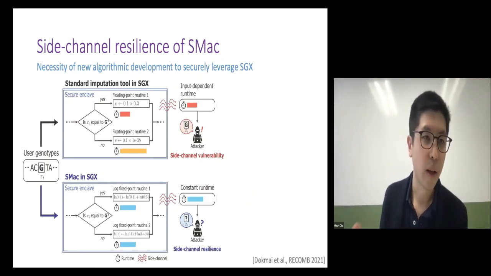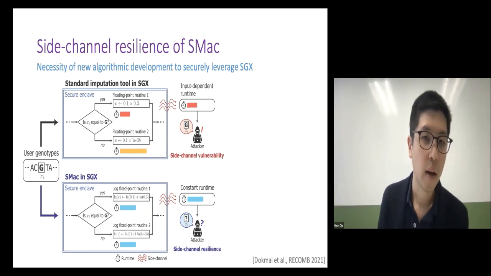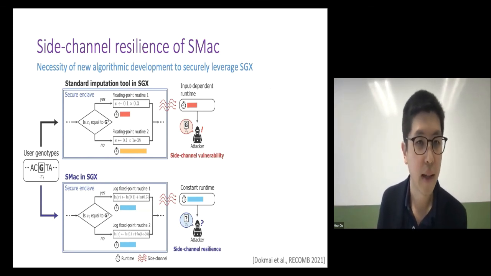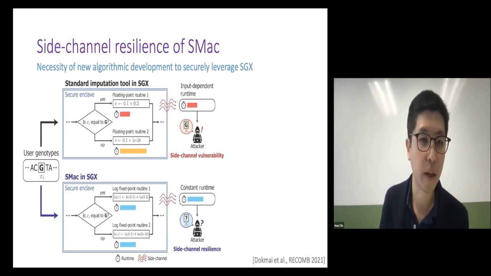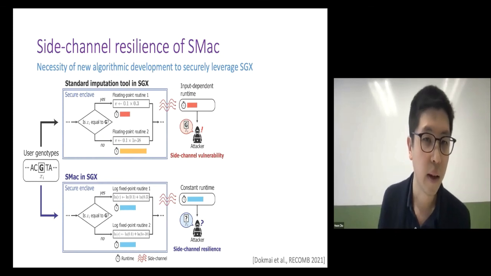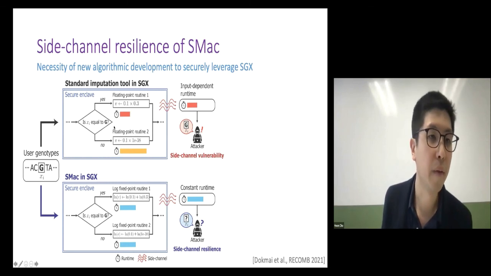Just to give you a sense of what this kind of work entails, one main security threat to SGX is what's called side channel attacks, where an attacker observes external behaviors of the victim process, like runtime or memory access patterns, and infers private data based on these observations, even if they can't see the data directly. For example, if a step in the program takes a different amount of runtime depending on a particular genotype that the user has, then an attacker who's just observing the behavior of this program outside the machine can potentially infer what the user's genotype is without actually being able to see the data directly.